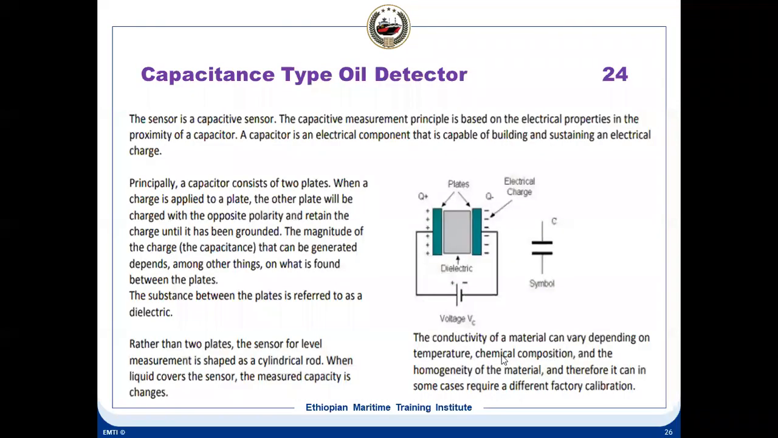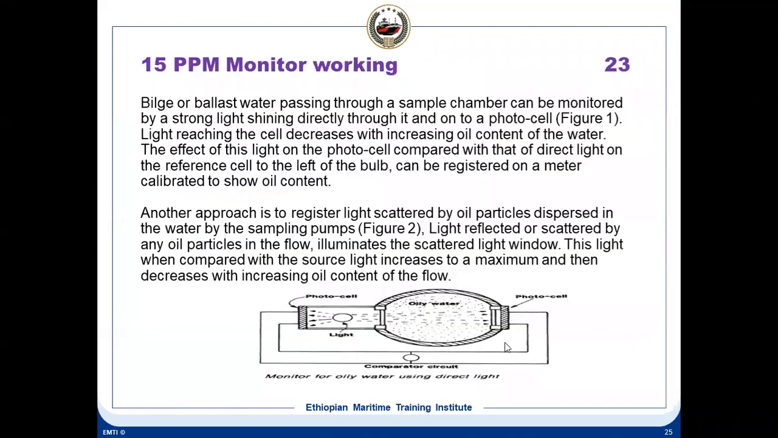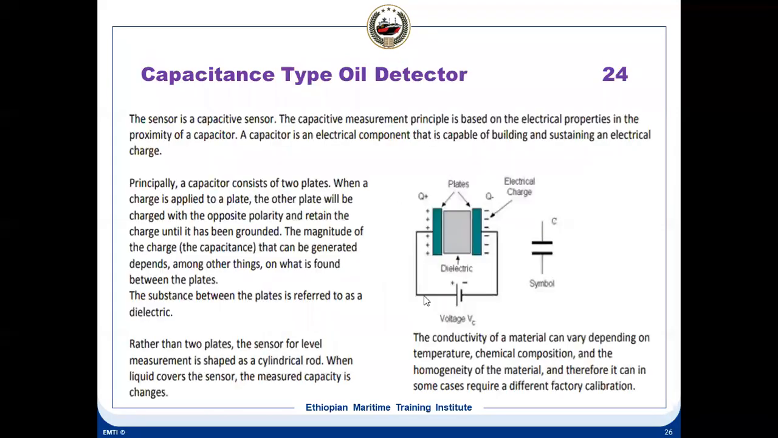So what is the basic principle of 15 ppm monitor working is, you can draw this diagram and explain how it is working, having two reference cells, and the light reaching the cell decreases with increasing oil content of the water. The effect of this light on the photo cell is compared with that of a direct light on a reference cell to the left of the bulb and can be registered on a meter calibrated to show the oil content. This diagram is good enough if they ask you 15 ppm monitor working.